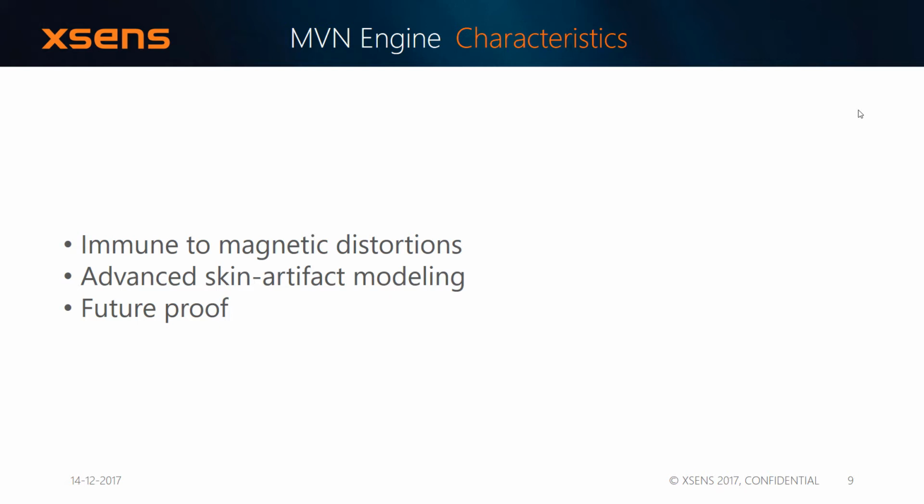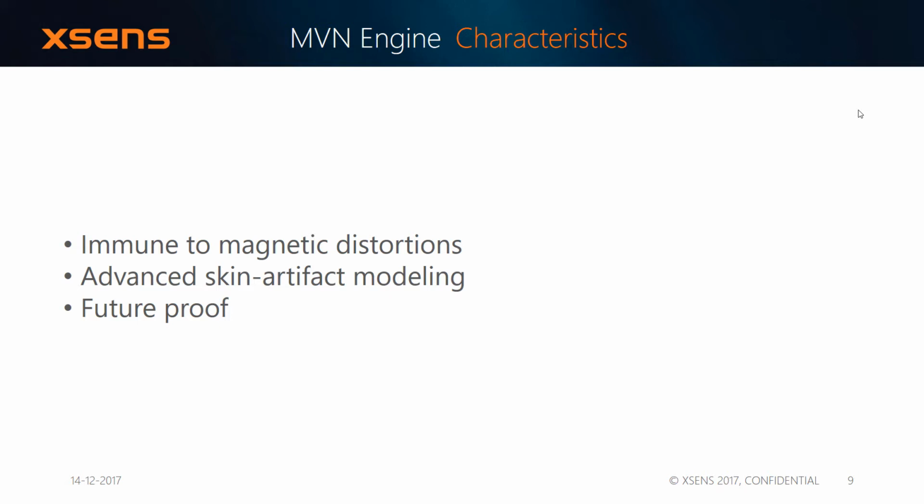Just switch places. Yeah, so what are the characteristics of the new MVN engine? First and foremost, the new MVN 2018 release is immune to magnetic distortions because of the new way we handle the data. Next to that, another characteristic is that there is advanced skin artifact modeling. We will go a little bit deeper into this on the next slide.